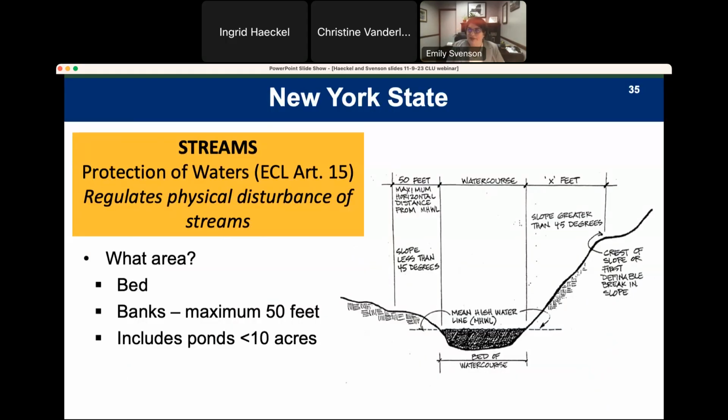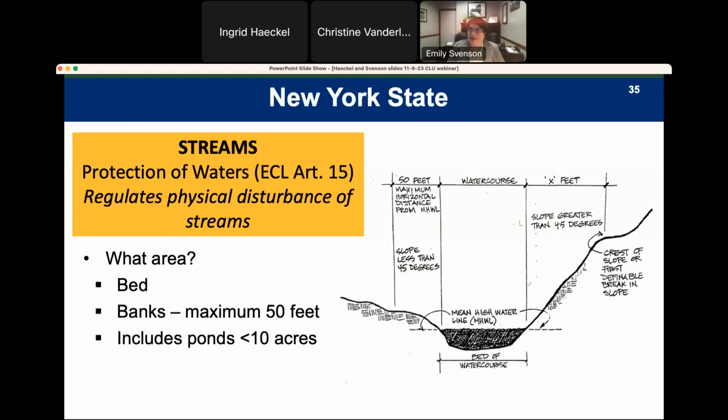So for streams that are regulated, the question is what part of the stream area is regulated? The area regulated is the bed and banks of the stream. The bed is the area that's actually underwater most of the time. It's the bed of the stream up to the mean high water level.